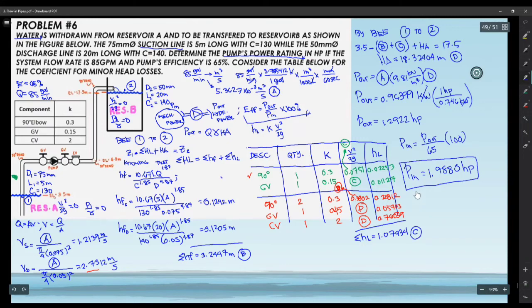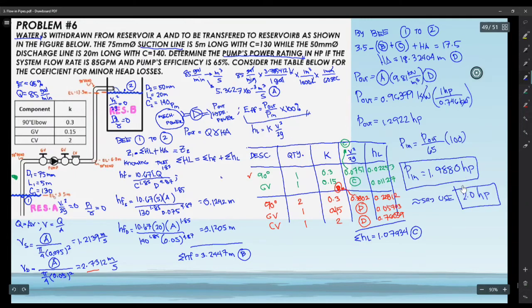Pero in actual design, wala ka naman kasing mabibiling ganito sa market na may decimal. So usually, naka-round off yan. Round up. So say, use 2 horsepower. And then kapag nagra-round off kayo guys, laging pataasan. Hindi ka pwedeng pababa, kasi kapag pababa ka, hindi mo masasatisfy or maibibigay yung required na power rating sa system na to.